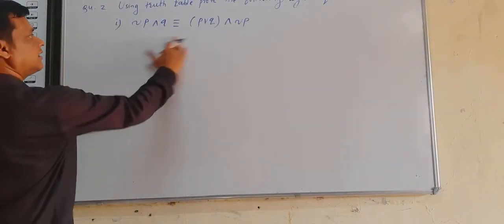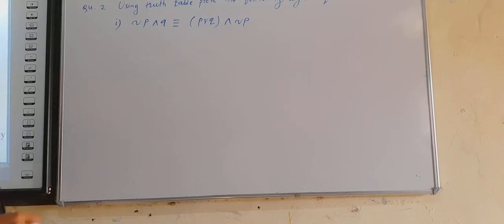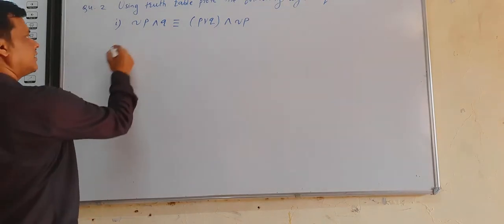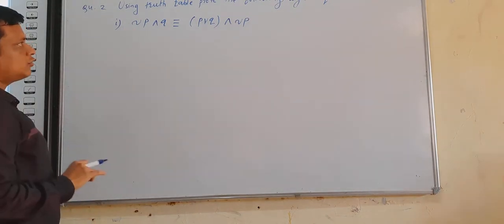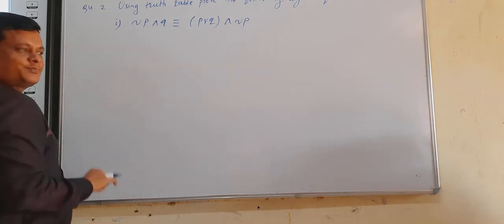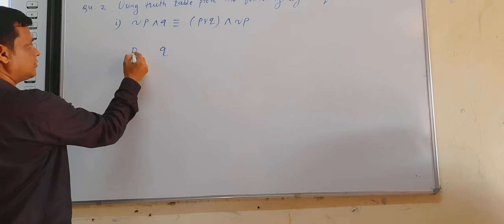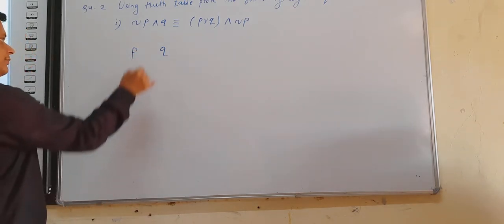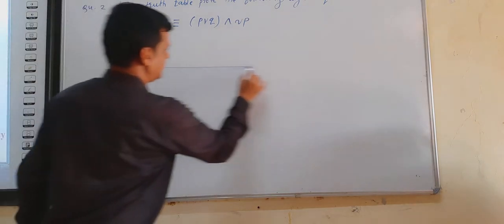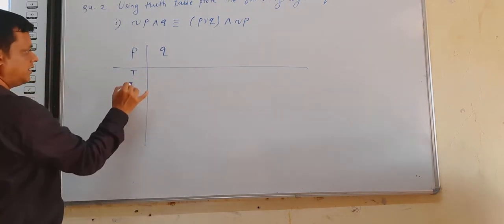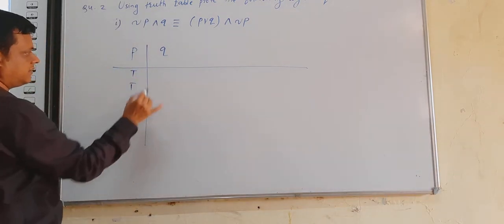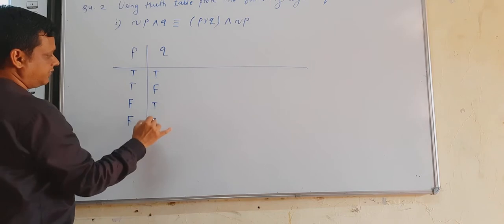First we prepare the truth table for the LHS. In the LHS there are two statements, P and Q. So we have to take four truth values for the statements P and Q: T, T, F, F, and T, F, T, F.